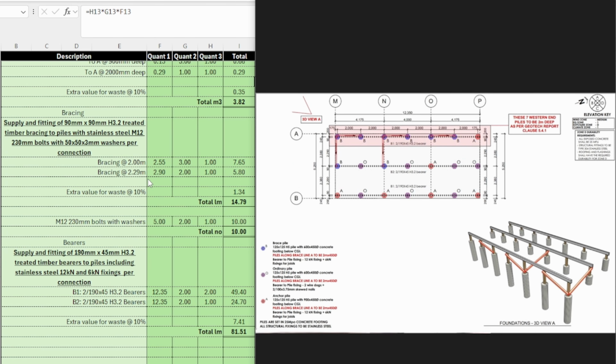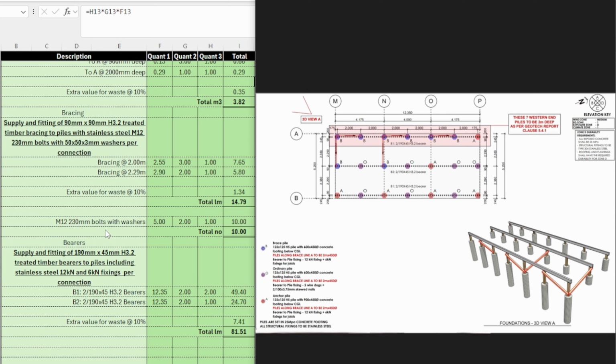So we just need to transfer these back over to the figures here. So we've got the figures that we've accumulated here. We know there is 3 of them. So we've got 1, 2, 3, which refers on here, it's 1, 2, 3. And for the other one here at the 2.9, there's 2. So it's this one here and this one here. And we add our 10% extra on, which gives us a total of 14.79 linear meters of 90 by 90 H 3.2 treated bracing. We also need to include the bolts.